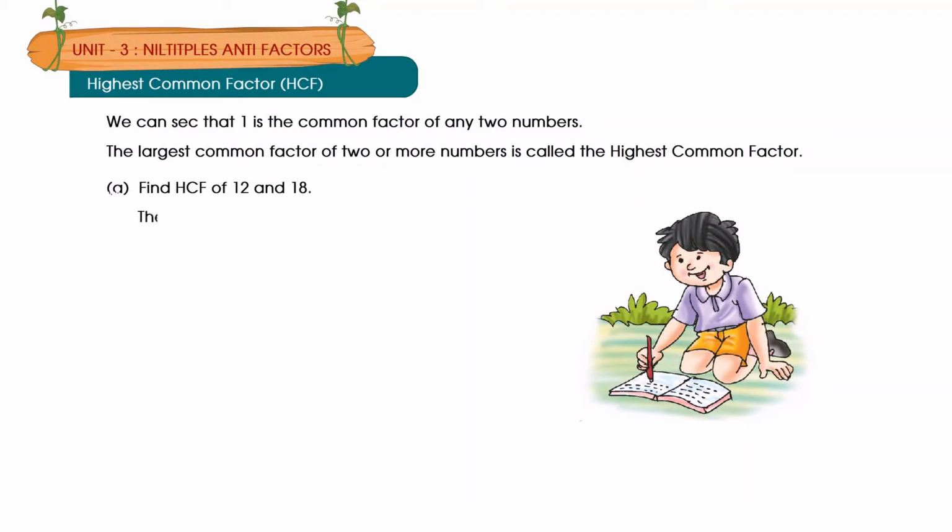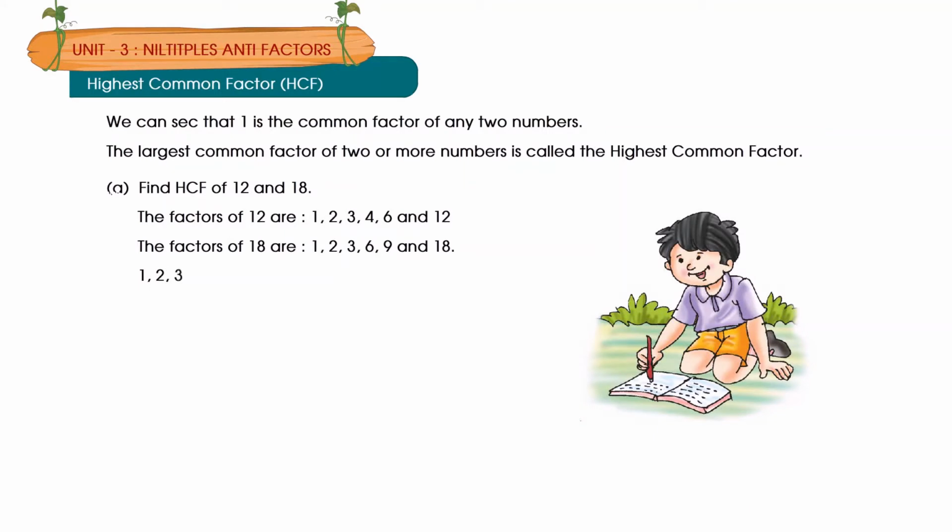The factors of 12 are 1, 2, 3, 4, 6 and 12. The factors of 18 are 1, 2, 3, 6, 9 and 18. 1, 2, 3 and 6 are the common factors of 12 and 18. So, highest common factor of 12 and 18 is 6.